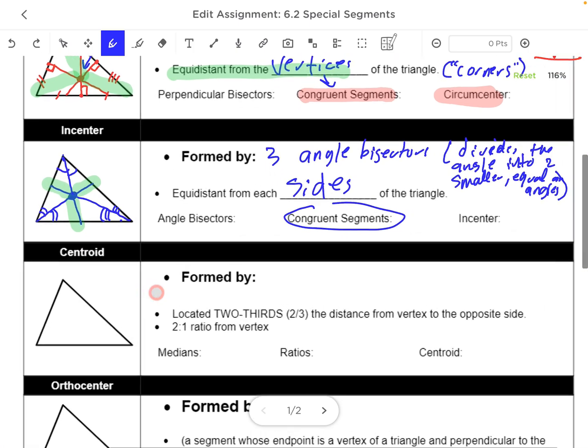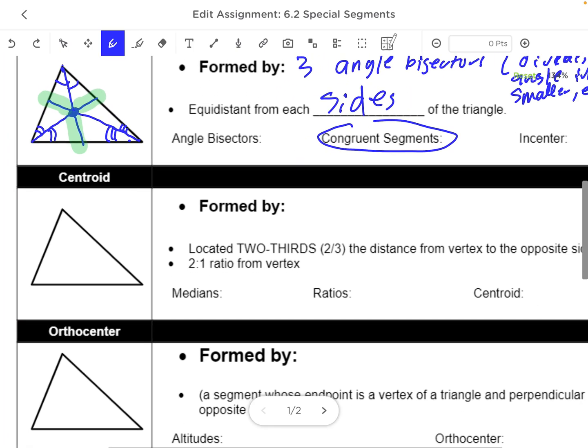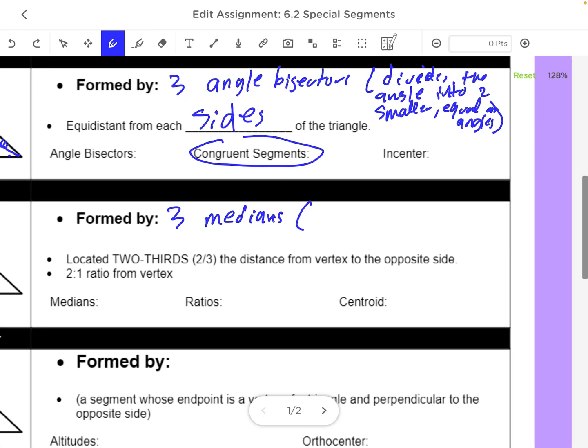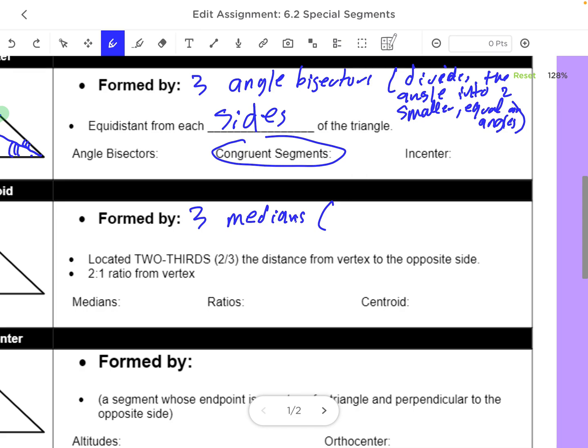Next we're going to go into the centroid. The centroid is created by three medians. We talked about medians last time. Remember, median is like the median in the middle of a street. So the median is right in the middle. It goes a segment from the vertex to a midpoint.